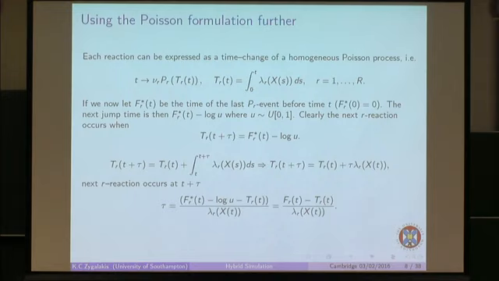So if T_R star was the time of the last R event before time t, the next jump time would be this plus this time. That means that the next reaction occurs when, looking at what happens in the internal clock, you have the following thing here.